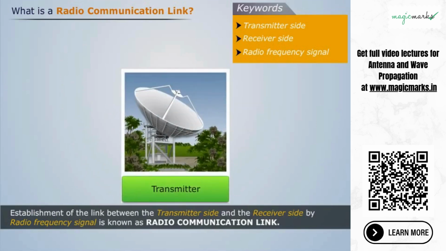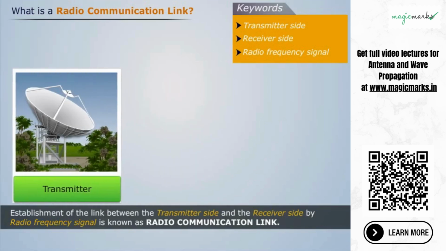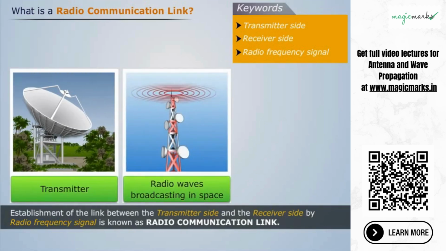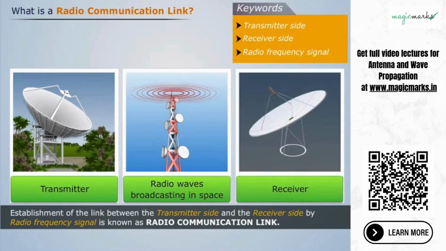The transmitter section sends the information, which is first fed to the transmitting antenna. The information transmitted travels in space. And finally, the receiver antenna receives the signal. This makes the overall radio communication link for the purpose of transferring information from transmitter to receiver.